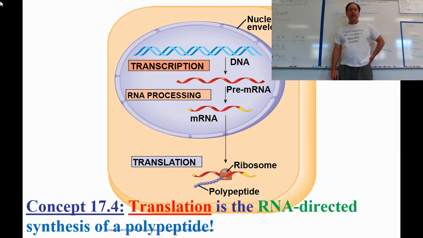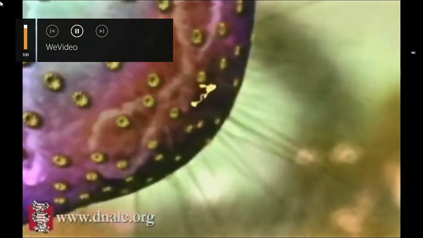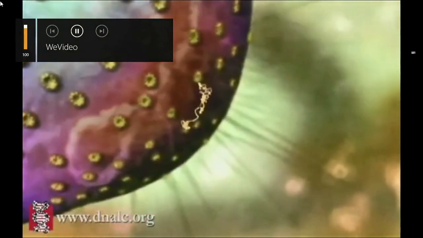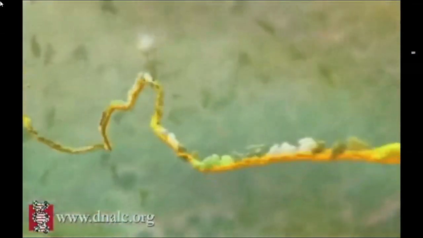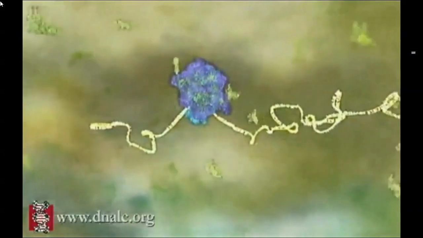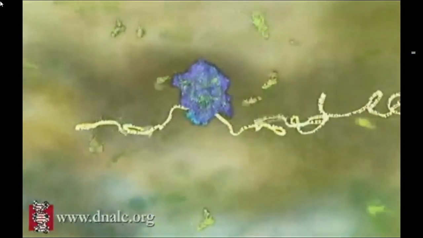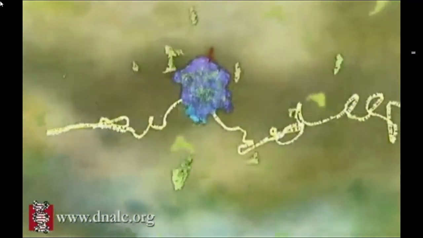Translation is the RNA-directed synthesis of this polypeptide, these sequences of amino acids in a row. Here it is, translation. When the RNA copy is complete, it snakes out into the outer part of the cell. Then, in a dazzling display of choreography, all the components of a molecular machine lock together around the RNA to form a miniature factory called a ribosome. It translates the genetic information in the RNA into a string of amino acids that will become a protein.